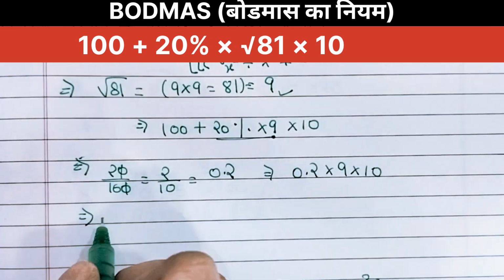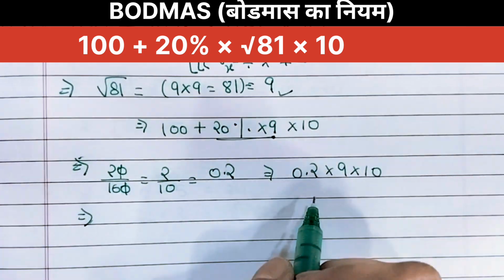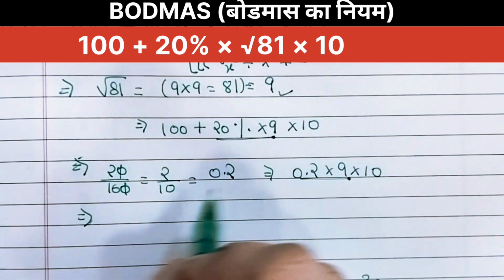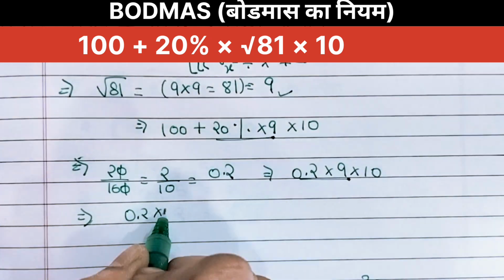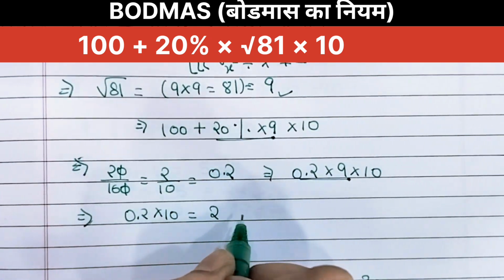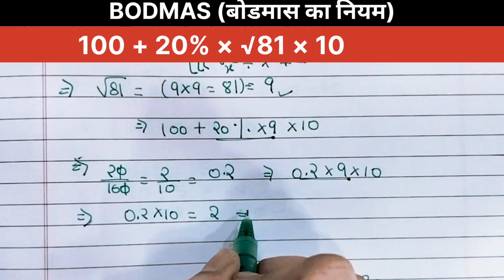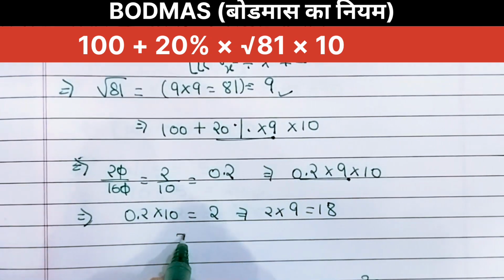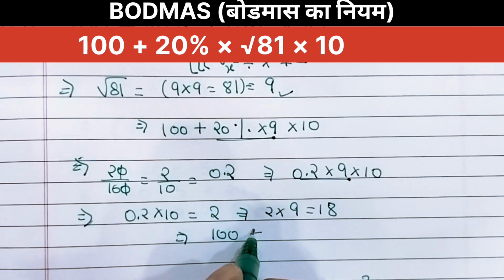Now simplify the multiplication. Use a Vedic math or mental trick. Multiply 0.2 by 10 first to easily eliminate the decimal. So 0.2 multiplied by 10 becomes 2. And now multiply by the remaining number. So 2 multiplied by 9 becomes 18. Now the expression becomes 100 plus 18.